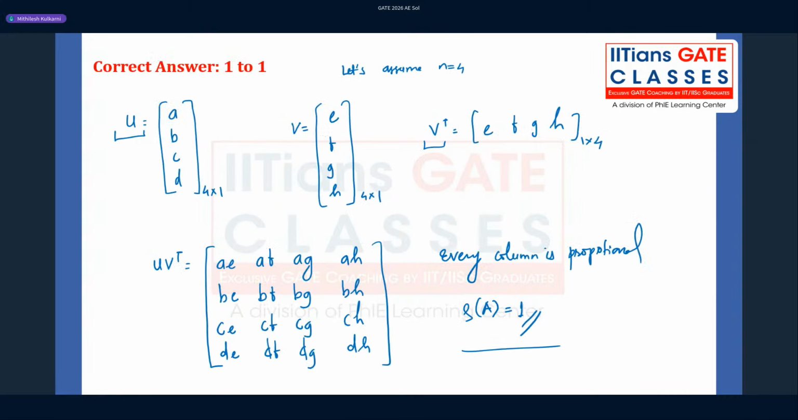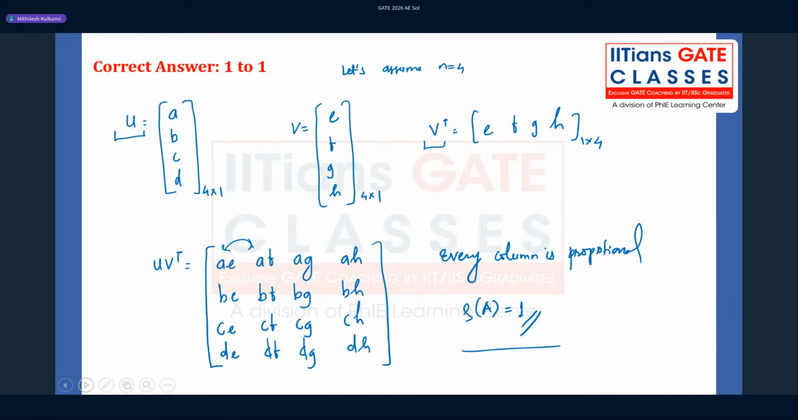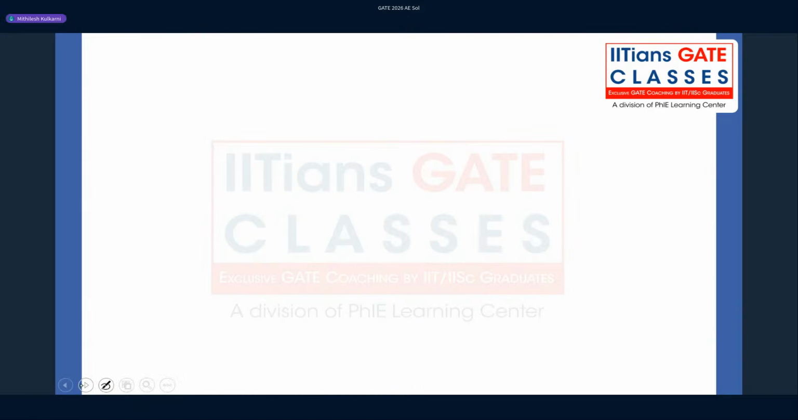You can also take any other example. I just took this particular case so that you can visualize how the numbers are proportional, but you can directly tell the answer at this moment itself: rows will be proportional and linearly dependent, and that's why the rank is 1. You can also assume 2 cross 2, 3 cross 2, 2 cross 1, or 3 cross 3, for example, as well. Let's go to the next slide.